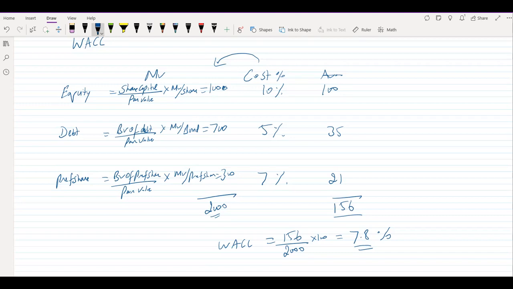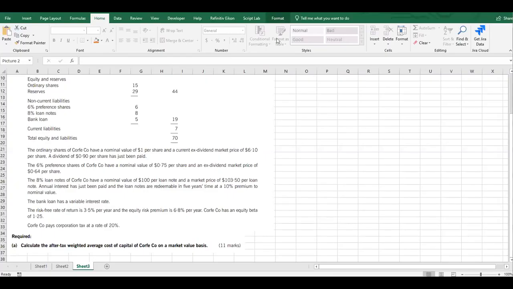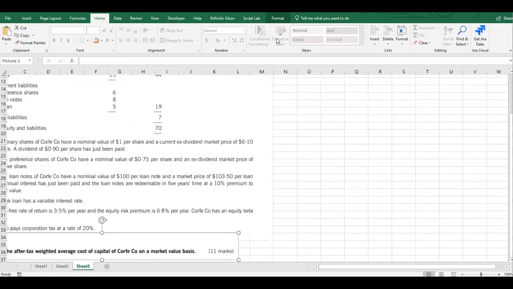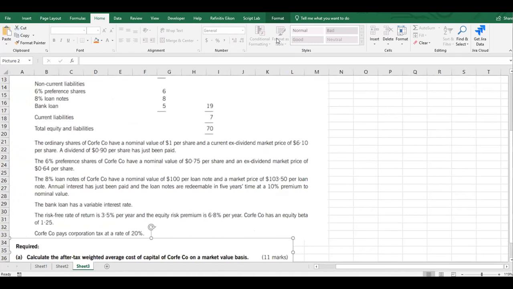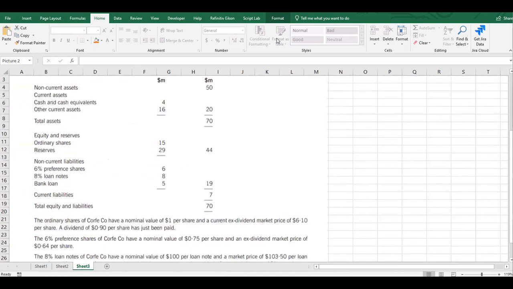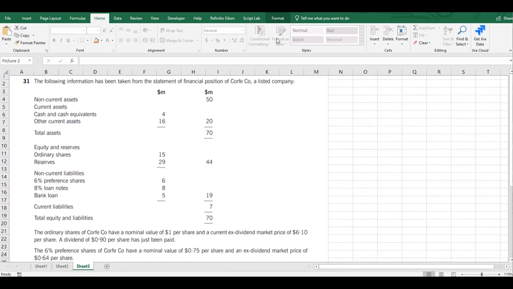Any question, guys, till now? Okay, the requirement is: calculate the after-tax weighted average cost of capital of the company on a market value basis. The following information has been taken from the statement of financial position.